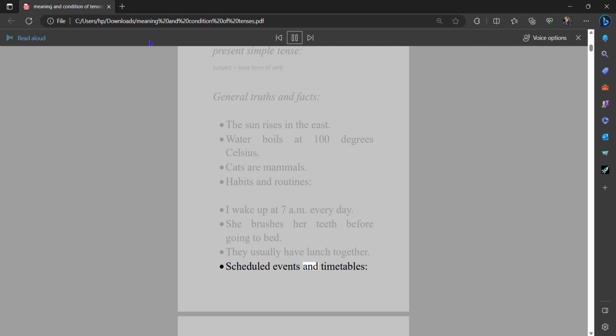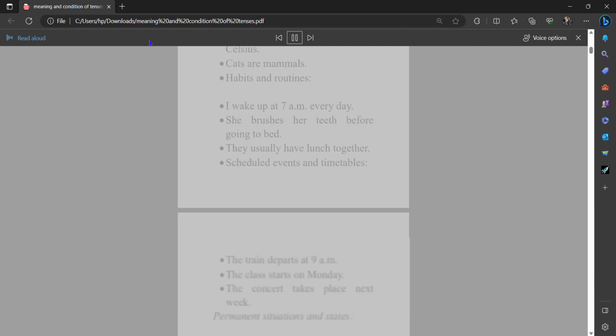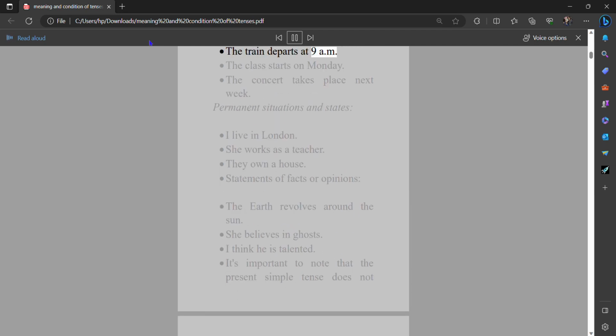Scheduled events and timetables. The train departs at 9 a.m. The class starts on Monday. The concert takes place next week. Permanent situations and states. I live in London. She works as a teacher. They own a house. Statements of facts or opinions. The earth revolves around the sun. She believes in ghosts. I think he is talented.